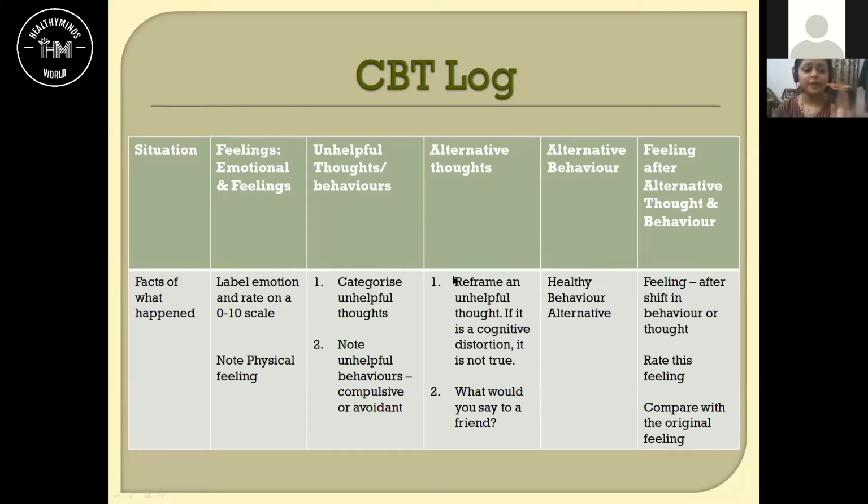So after you have noted the feelings and the physiological experience, what you were experiencing in that given moment, then you move on to the third column. And this is what we have to figure out, because the second one is what your client knows to a great extent. So they know what they were feeling. What they don't know now is the thoughts which were going on at that time. So here you're going to write down the unhelpful thoughts and behaviors.